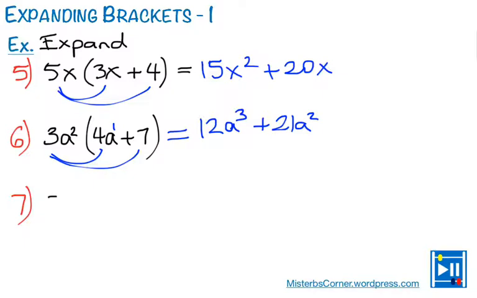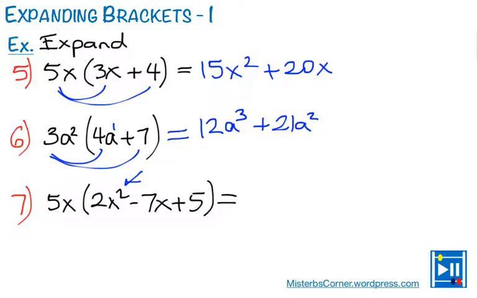Let's say I have 5x multiplied by 2x squared minus 7x plus 5. So this in brackets is called a quadratic expression, right? We have 3 terms here, with the first term having the square of x, and there's nothing different that I will do. I'm going to use the distributive property to expand this bracket.